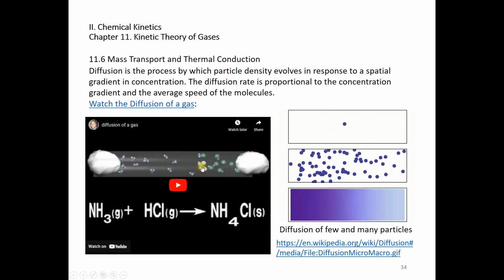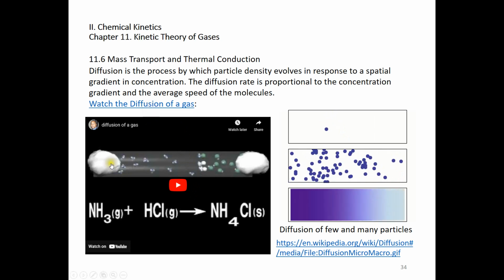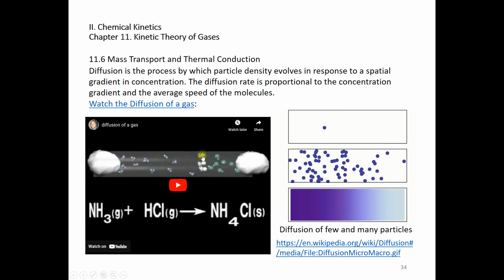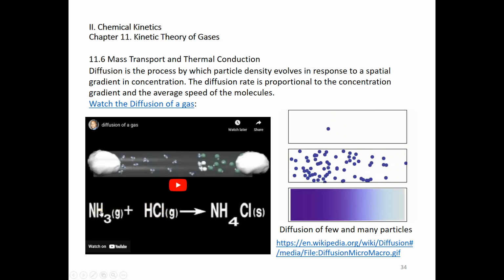Now let's watch a video on the diffusion of ammonia and also HCl. You can see over here in this picture, ammonia travels a longer distance than HCl. And why is that? Well, the molar mass of ammonia is 17. The molar mass of HCl is about 36.5. So ammonia has a much smaller molar mass and therefore higher average speed.